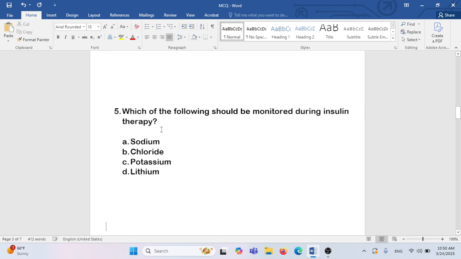Another question, which of the following should be monitored during insulin therapy? So here the potassium is the answer because potassium should be monitored because the injection of insulin causes influx of potassium inside the cell, causing potassium level to decrease. So during insulin therapy, potassium should be monitored.